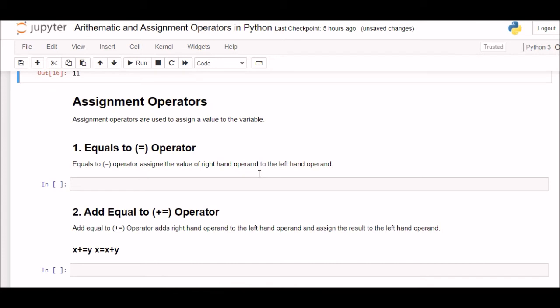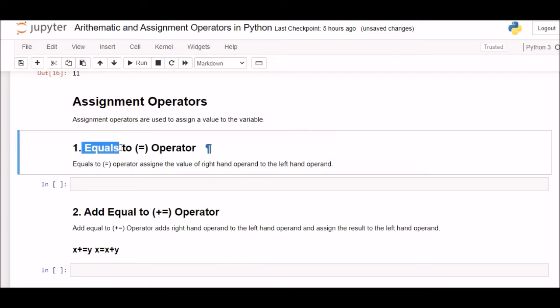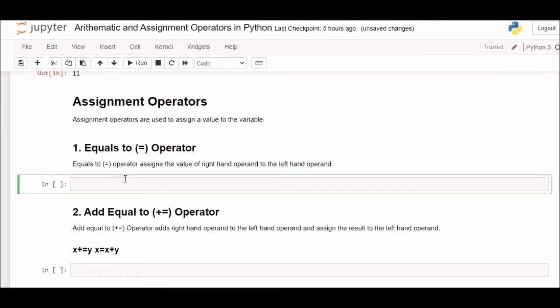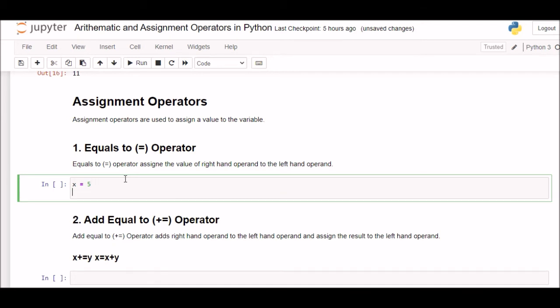Now let's start assignment operators. Assignment operators are used to assign a value to a variable. Okay, first assignment operator is the equals to operator. It's very easy and very simple, and you have already used it many times. So, for example, x is equal to 5, then y is equal to 6. In this way, you can assign a value 5 to a variable x with the help of the equals to sign and equals to operator.